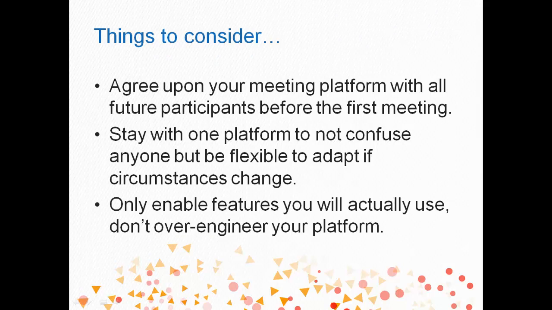Lastly, only enable features that you will actually use and don't over-engineer your platform. This especially applies to platforms like Adobe Connect or AnyMeeting.com, where there are lots of features offered to you for sharing content and involving your participants. Make sure to only use the minimal features that you really need, because otherwise people will spend way more time figuring out how the platform works and finding that one button that they actually want to use amongst the 10 or 20 buttons offered, than actually focusing on the meeting and the content that you are discussing.